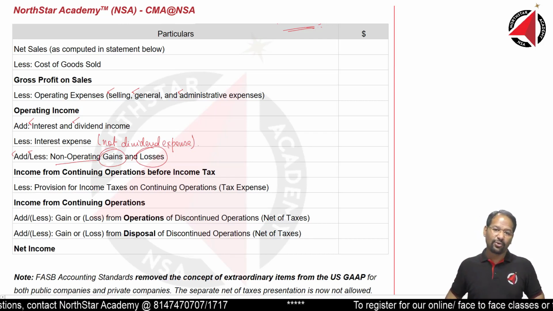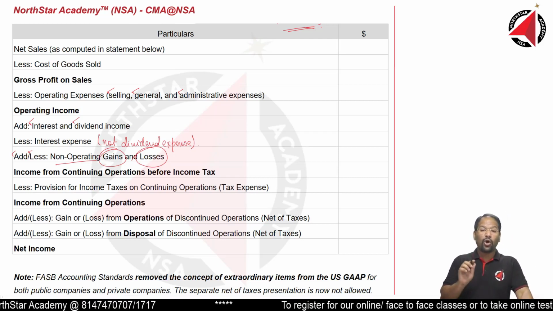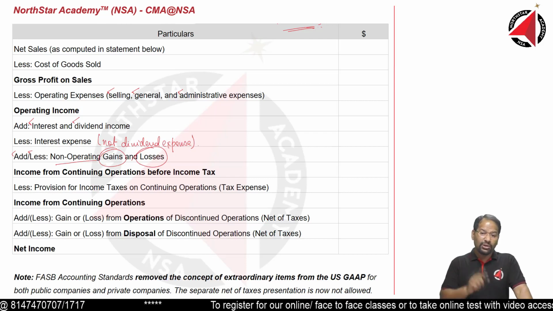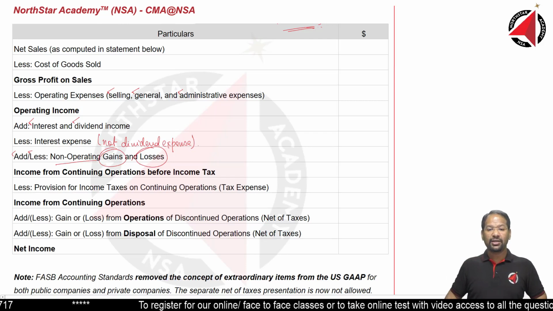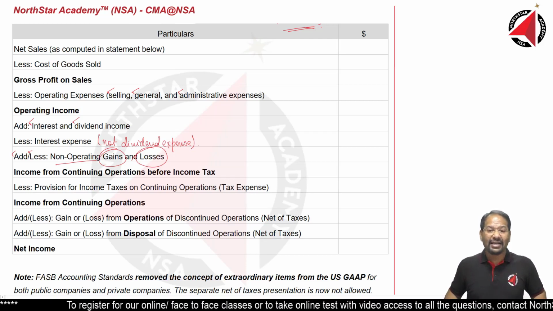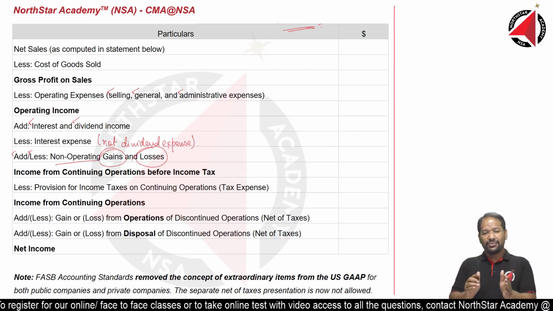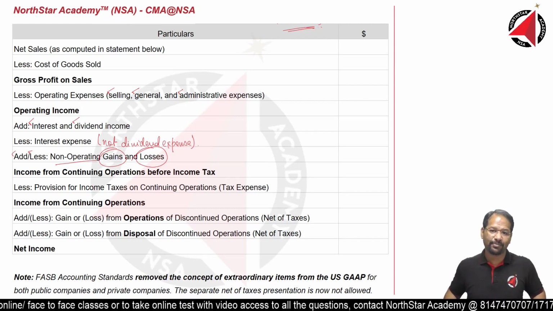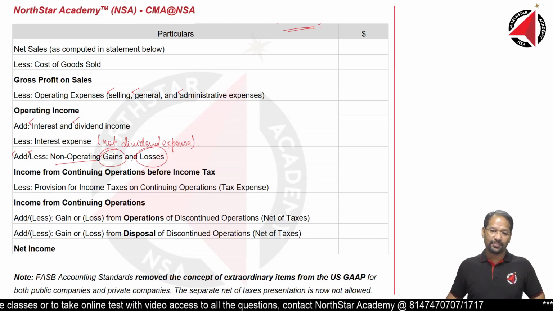So here we are going to write these gains or losses. Remember, these are non-operating gains and losses. What are non-operating? Non-operating means those which are not part of your day-to-day core operation, or what we call goods in trade. Operating activity means day-to-day business activity, the activity which is important to carry out your routine business operations. Alright, so these are non-operating gains and losses.